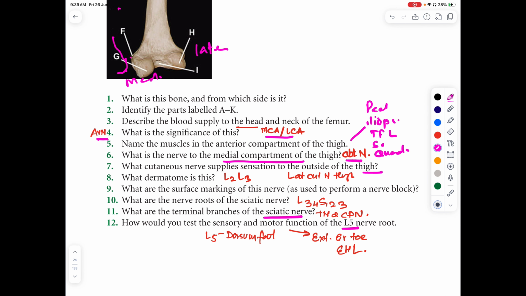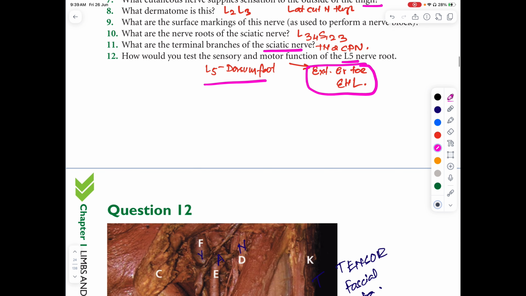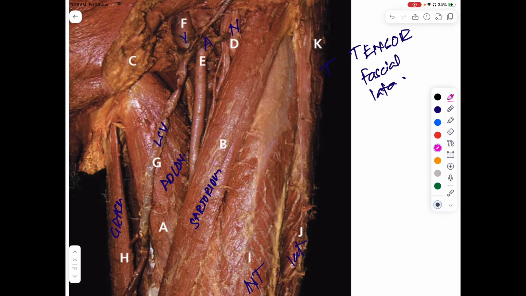How do we test the sensory and motor functions of the L5 root? L5 goes up to the great toe. Motor is extension of the great toe, and sensory is the dorsum of the foot. Next station, you get a picture like this. This is commonly the femoral triangle.